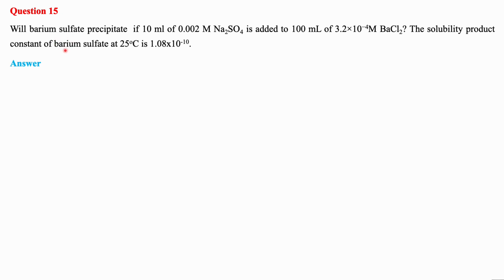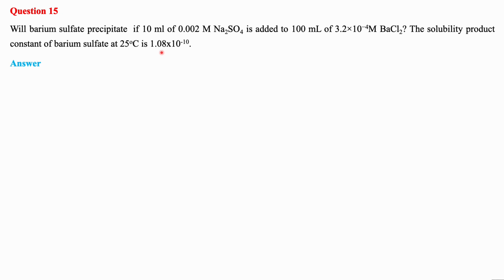To check whether a precipitate is going to be formed, we need to determine the concentration of barium after mixing and the concentration of sulfate after mixing. Then we multiply the two concentrations to get the ionic product. After getting the ionic product, we compare it with the KSP that was given. If the ionic product is higher than the KSP, then a precipitate is going to be formed.